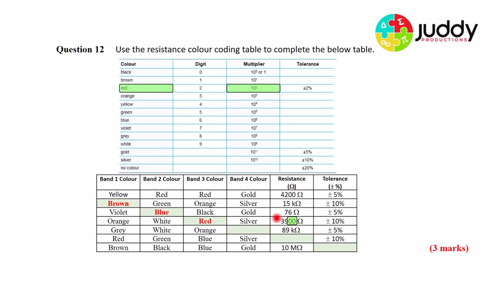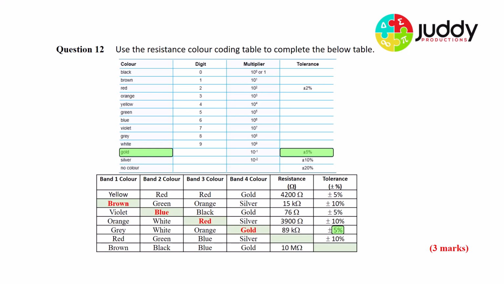Our third example has 2 zeros after the first 2 digits. So you've got digit 1, digit 2, that's the first 2 colors of orange and white. And then you've got 2 zeros, which is the same as a multiplier of 10 to the 2, which represents the third color band of red.